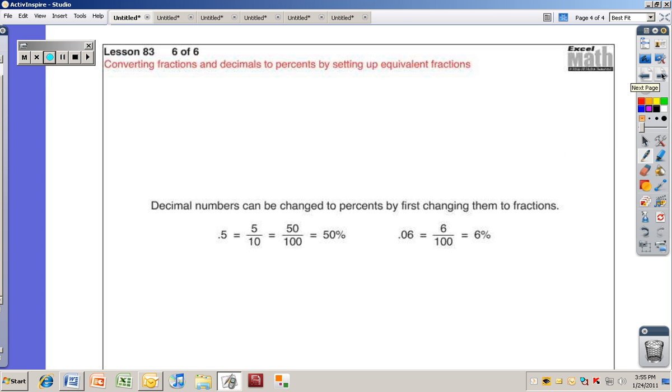All right. Decimal numbers can be changed to percents by first changing them to fractions. So if you see a problem that says, what's this as a percent? 0.5 is equal to 5/10, right? 5/10 then gets changed into the fraction that's out of 100, and 50 out of 100 makes 50%. How about 0.06? Well, 0.06 is 6/100. 6 out of 100 is 6%. You don't even have to change anything on that one.